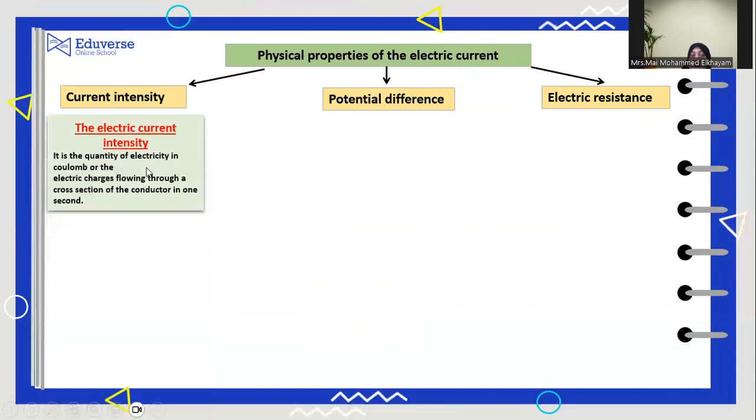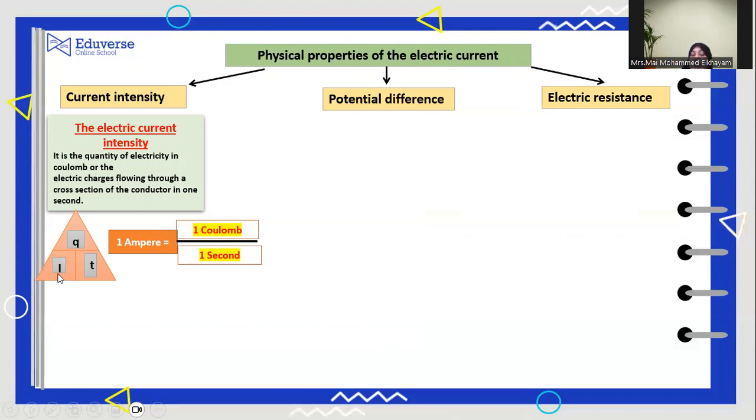We can describe that by, it is the quantity of electricity in coulomb, or the electric charge flowing through a cross-section of a conductor in 1 second. So if I'm going to get a part or a section of a wire, and I have to count how many electrons pass through this wire in 1 second. Please pay attention. Time here is given in seconds. The relation here can be calculated by this magic triangle, which is current intensity I equals the quantity of a charge or electric charge divided by the time in seconds.